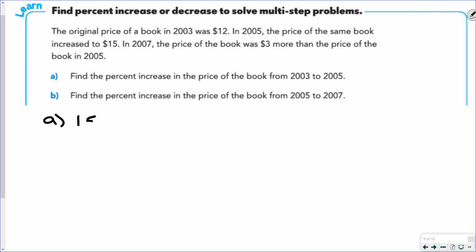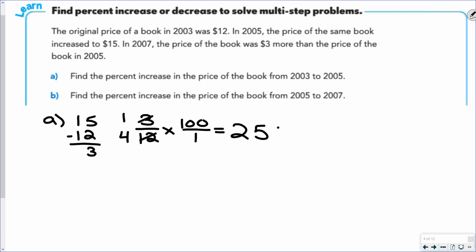So we're going to start by taking 15 minus 12 to get $3. So our change is $3. The original was $12, and we, of course, multiply that by 100 over 1. Well, 3/12 simplifies down to 1/4, and once again, we should know that 1/4 is 25%.